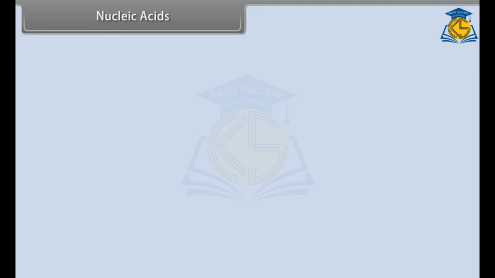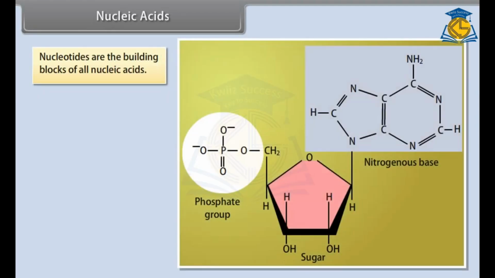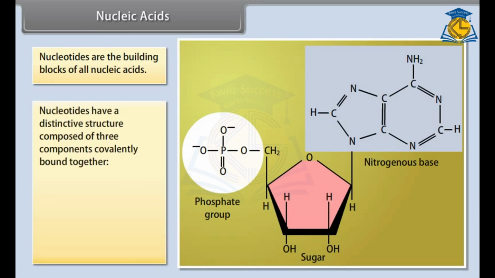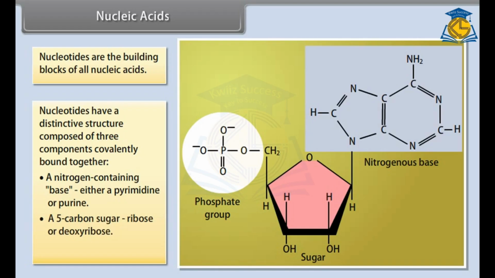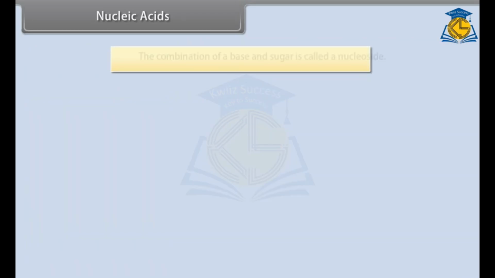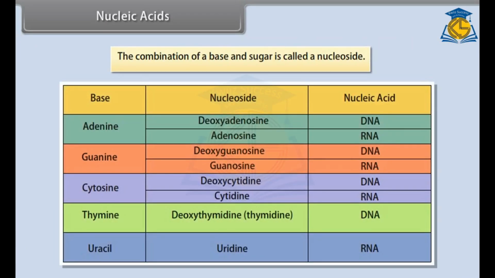Nucleic acids. Nucleotides are the building blocks of all nucleic acids. Nucleotides have a distinctive structure composed of three components covalently bound together: a nitrogen-containing base, either a pyrimidine or purine; a 5-carbon sugar, ribose or deoxyribose; and a phosphate group. The combination of a base and a sugar is called a nucleoside.